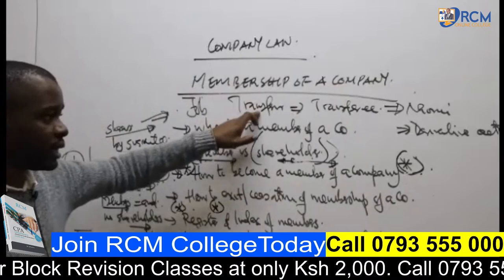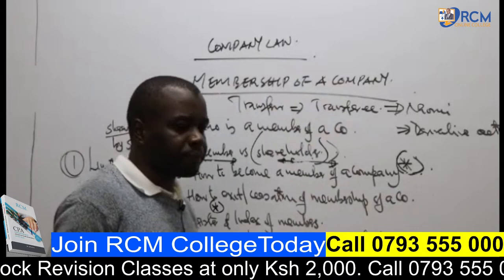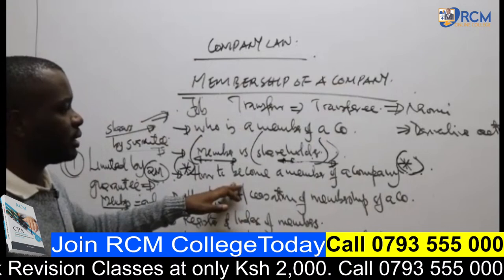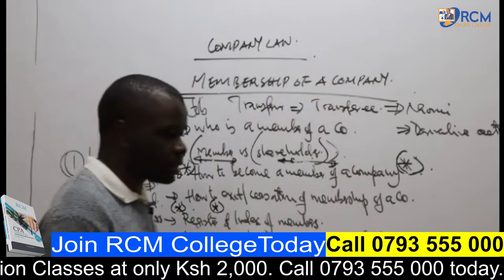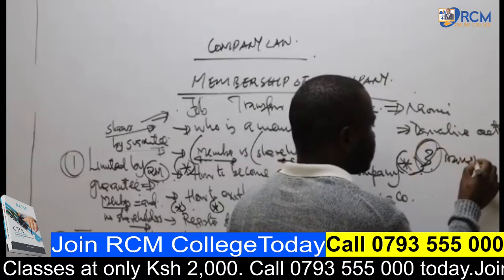Under transfer of shares is one of the circumstances under which you might find, during the process of transfer, the person is just a member and is not actually a shareholder in the company. Or alternatively, the person is just a shareholder and is not actually a member in the company. So another situation: you said transfer of shares, so the number three situation is under transmission of shares.